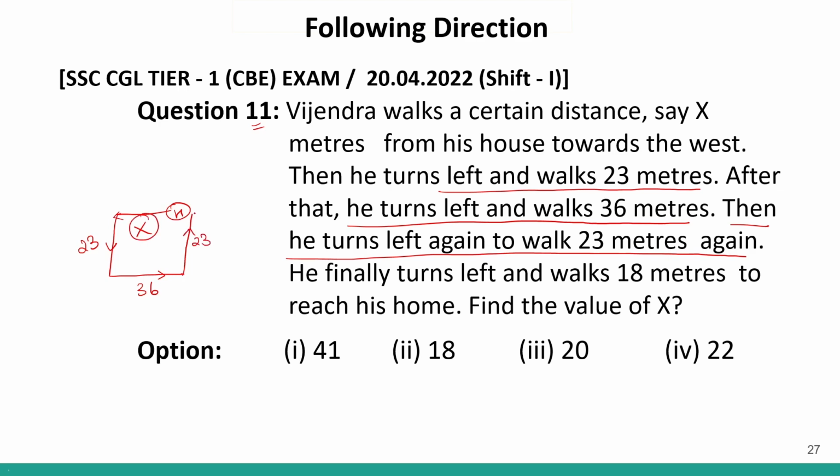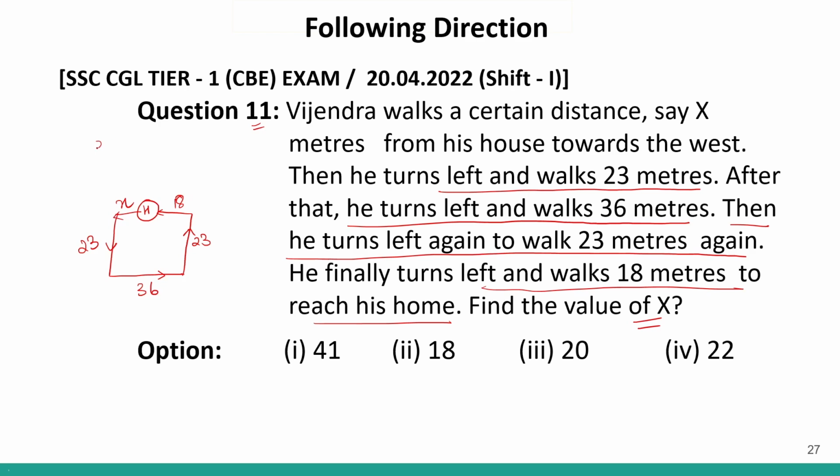So this distance X is not known to us. Finally, he turns left and walks 18 meter to reach his home. So let's say the home was here. This distance is X and he has to go back 18 meter to reach the home. Correct? We have to find the value of X. Now, let me repeat. So the distance was not known to us when he started towards the west. Then he walked 23 meter, then he walked 36 meter, and then again he walked 23 meter. From here, he took a left turn and walked 18 meter to reach the home. So this will be 18. We have to find the value of X.